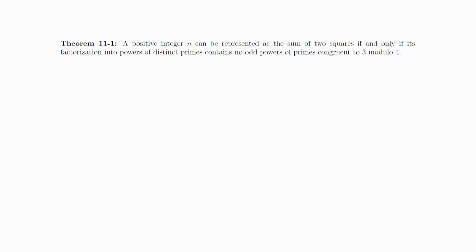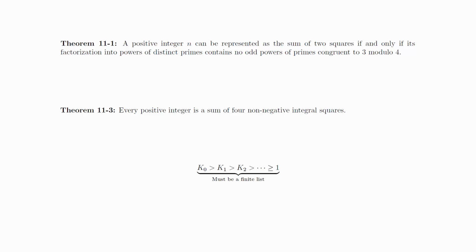Chapter 11 looked at sums of two squares and sums of four squares. These are two very classical problems in number theory, and in the proof of the sum of four squares we introduced the method of descent.